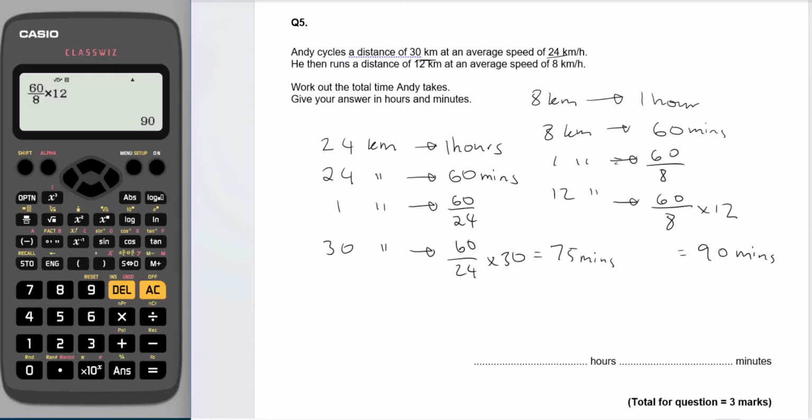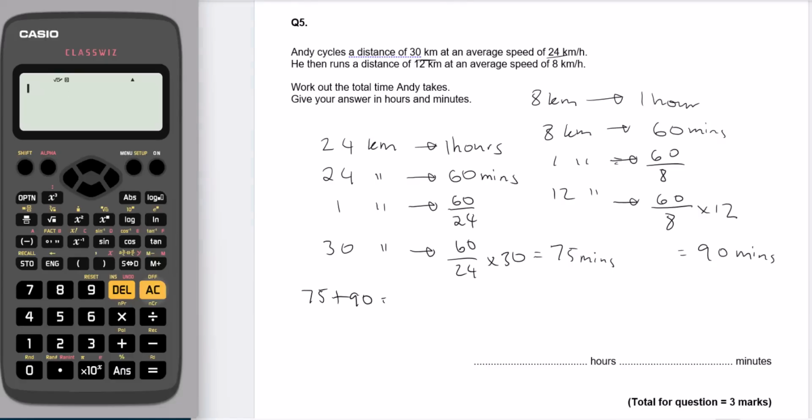Now we need to work out the total time. So we have separate minutes, 75 plus 90. If you're not sure, you can do this in your head, absolutely fine. If you're not sure, always use the calculator, because it's a calculator paper. You don't want to make any easy mistakes. So 165 minutes.